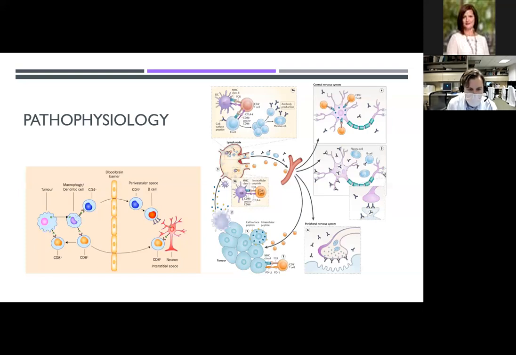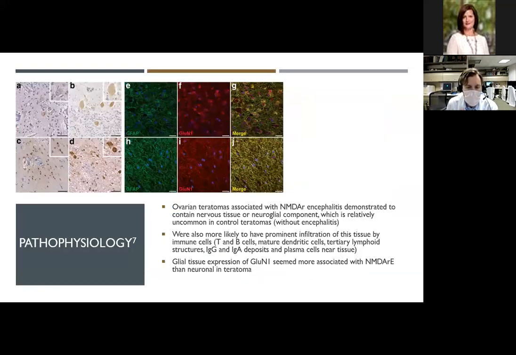But that's the general idea. You have these abnormal antigens that your immune system uses to defend against the cancer, but unfortunately, they look too much like something on your nervous system, and the nervous system ends up getting attacked. So how do we know this is true? Why do we think this is true?